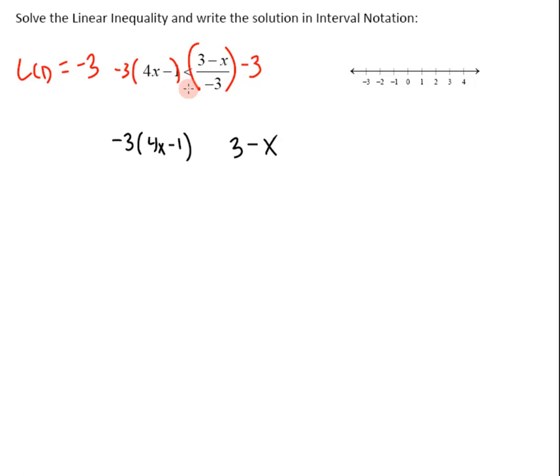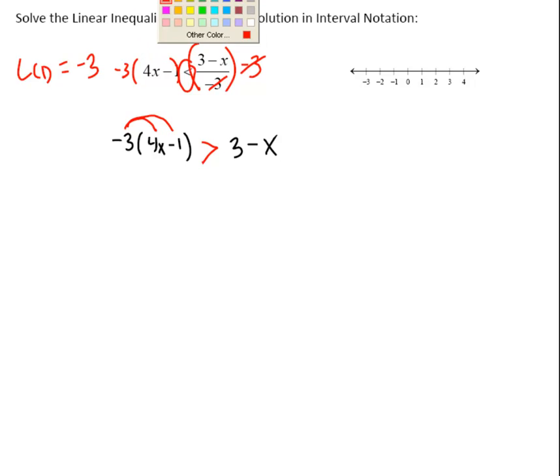Now it's very important to remember that this inequality is a less than sign. When we multiply by a negative, we're going to have to flip that inequality around. So I change it to a greater than symbol. And over here I have to distribute the -3. And over here the -3 just cancels. That's why I have 3 minus x.